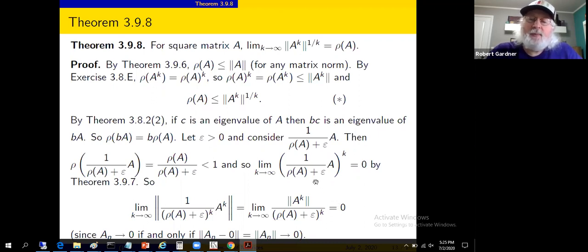Hey, the only time a matrix has a limit of 0 is when its norm has a limit of 0. It's a little comment at the bottom. So we've got a limit here that goes to 0. Rho of A plus epsilon, is that still in front of us? That was chosen in such a way that that was less than 1, by the way.